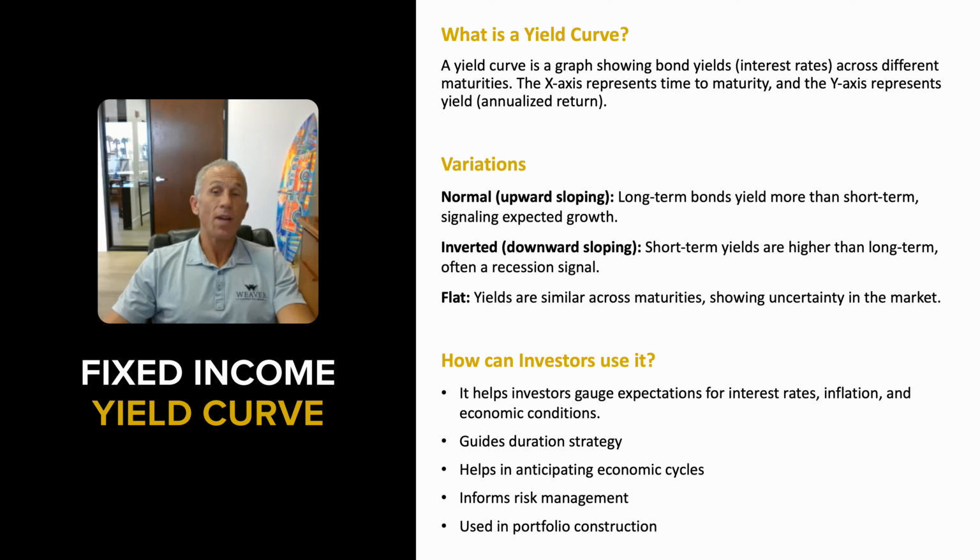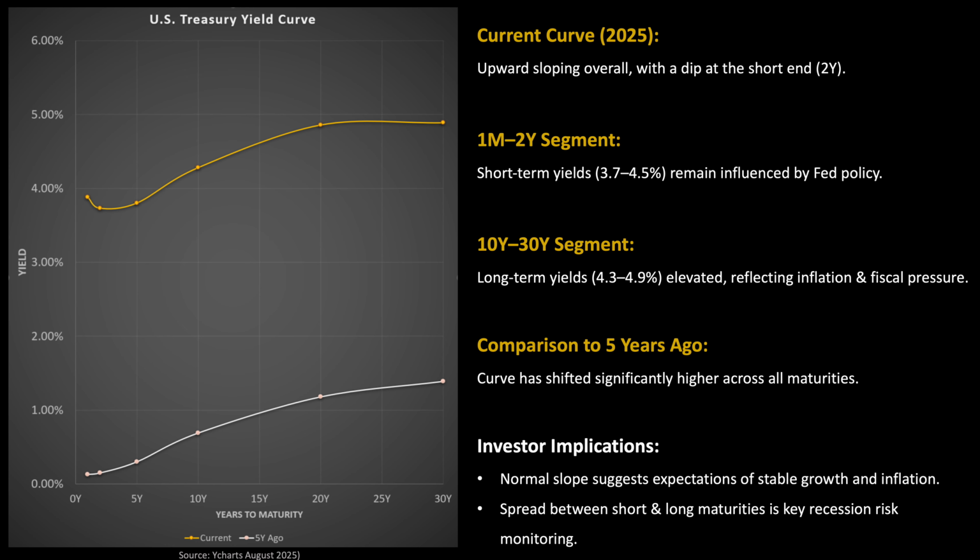And it guides duration strategy. Do we want short or long-term actual bonds? It helps anticipate where we're at in the economic cycle. Is there going to be growth or are we expecting a slowdown? And it informs us of risk management. Do we want to have interest rate risk or do we want to have credit risk? Do we want to have high-grade bonds? Do we want to have low-grade bonds? And also do we have short-term bonds or long-term bonds? And it's definitely used in portfolio construction to balance yield versus safety.